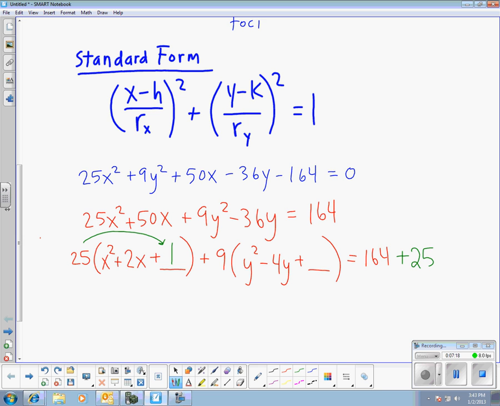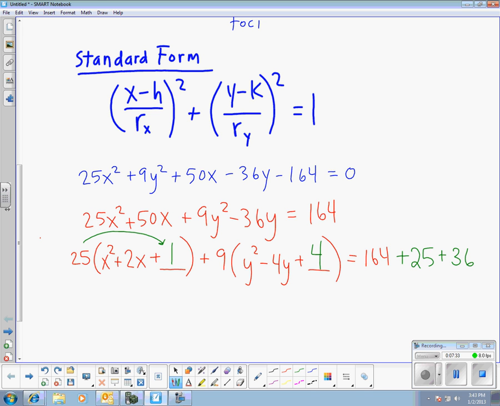So if I'm going to add 25 to the left, I need to add 25 to the right. Okay? So see if you can guess what's going to go in this next blank. Half of negative 4 is negative 2. Square that and you get 4. Now I'm not going to add 4 to the other side. I'm going to add 36 to the other side.